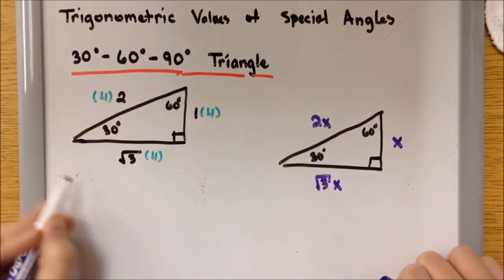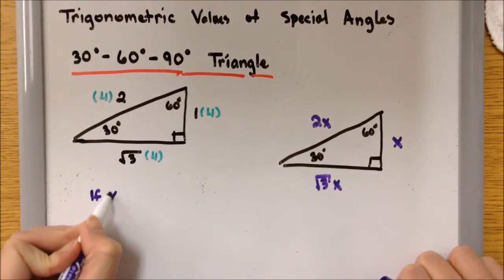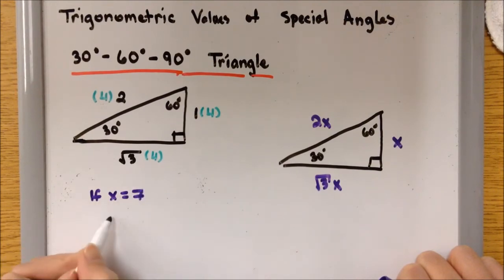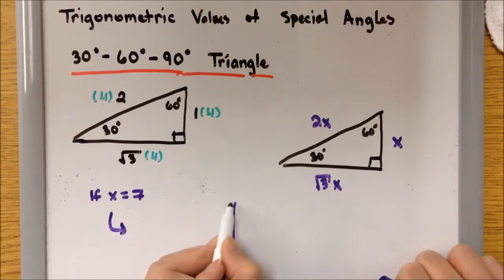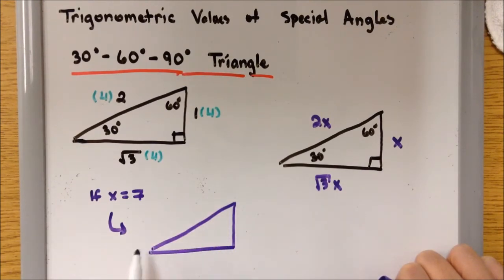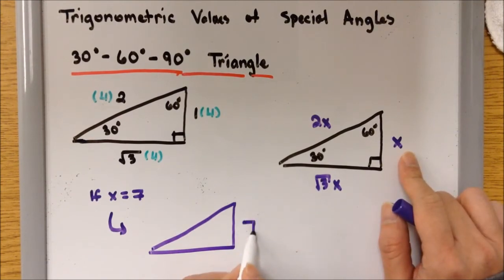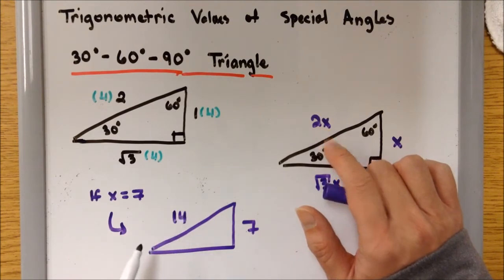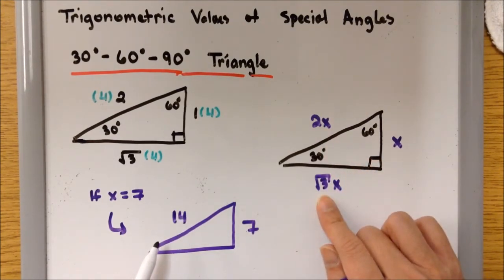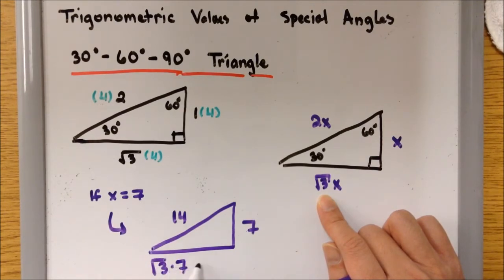So if x equals 7, then our triangle, the 30, 60, 90 degrees triangle, here's my x, so that would just be 7. 2 times x, so 2 times 7 is 14. And then square root of 3 times 7, so let me write it out, will be just 7 square root of 3.